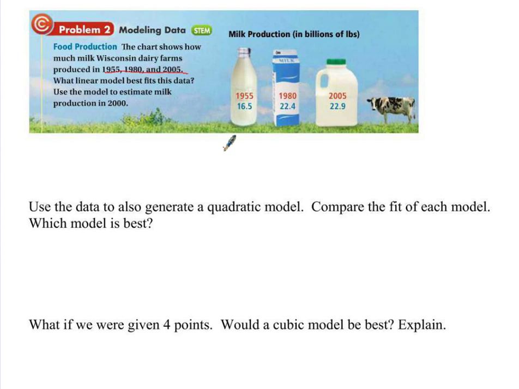But then down below, after we do that, it says now generate a quadratic model for that data. Now that's where this section comes into play, and then we're going to compare the two models and talk about what we see. So, where's the data? Yeah, it's on the little milk things here. How are we going to handle the 1955, 1980, 2005? Yeah, we are going to eventually do that. We're going to plug it into our calculator.